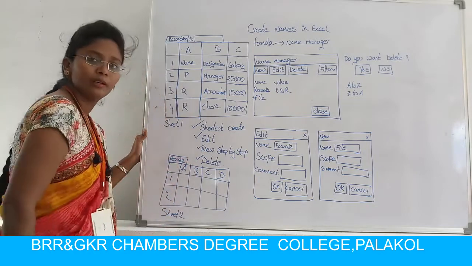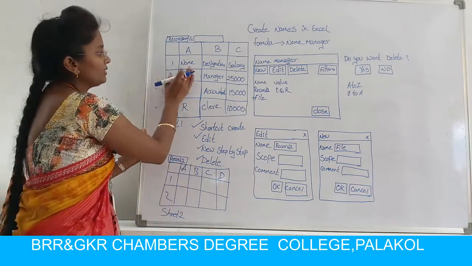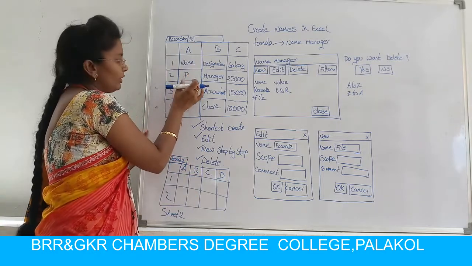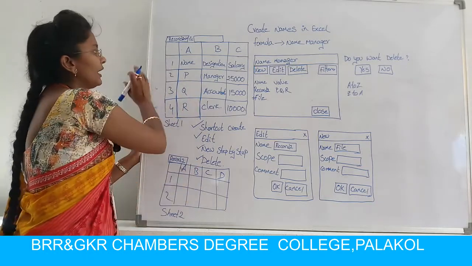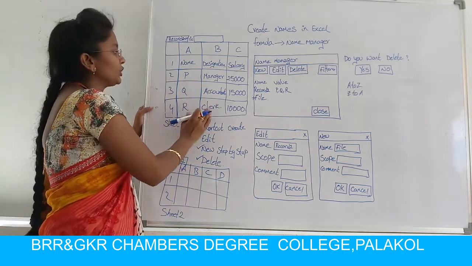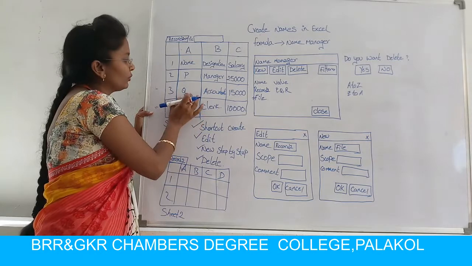If I am entering the name as record 2, then it will show the selected one. That means the already selected ones, P, Q, R, will be displayed over here, or it will take into the previous sheet also. In this Excel sheet, I created the name manager for only P, Q and R.